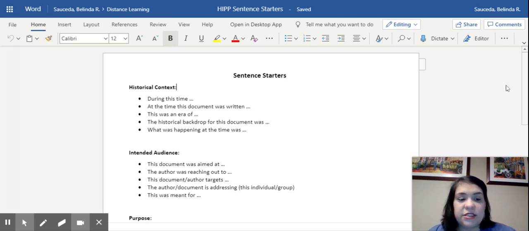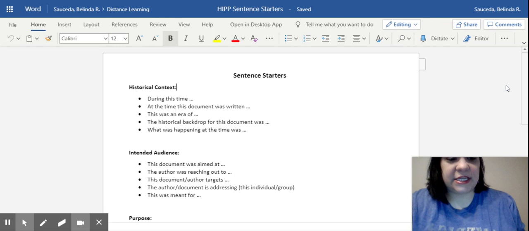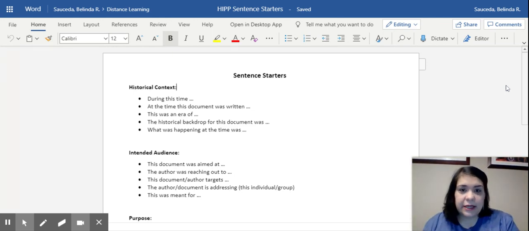So the first thing I wanted to go over, let me adjust the camera, was the sentence starters. The sentence starters are going to be important because the AP exam is going to consist of one single DBQ with only 5 documents. This is easily doable, and I'm going to be showing y'all some rubrics and whatnot to help you with that. But today I only want to focus on the sentence starters.